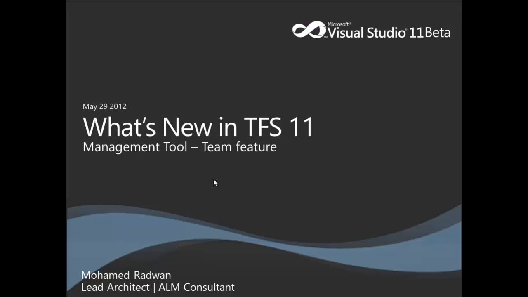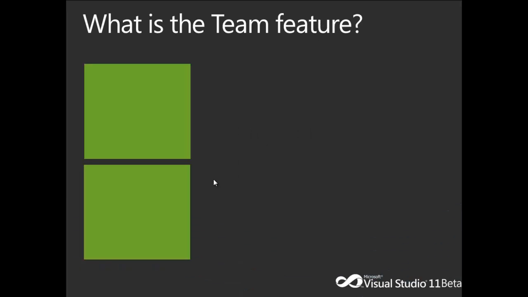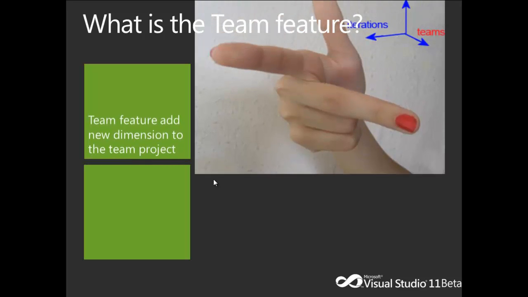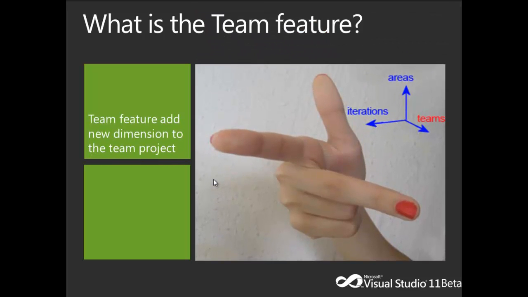Today I will introduce one of the new features of TFS 11, which is Team. The Team feature is a new feature introduced in TFS 11 that adds a new dimension to the team projects. Before team, we only had two dimensions, which are iteration and area. But after the team feature, now we have three dimensions: iteration, area, and team. So now the team project can have many iterations, many areas, and many teams as well.